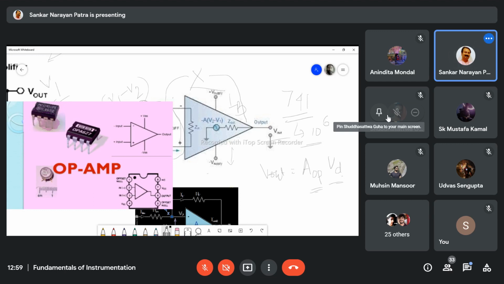Anyhow, this diagram is known to you, and it is a commercially available IC. You will find it is an 8-leg IC. These 8 legs are given here. The first one is the offset nullification. Second one is the inverting terminal. Third one is the non-inverting terminal. Fourth one is minus B. And eighth terminal is no connection. Seventh terminal is VCC.